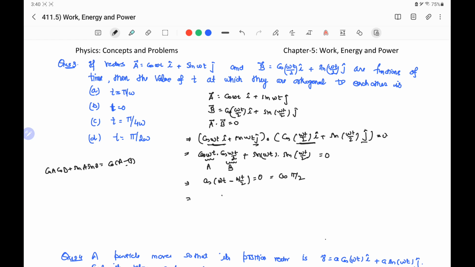So omega t minus omega t by 2 equals pi by 2, or omega t by 2 equals pi by 2. The 2 and 2 get cancelled, so omega t equals pi. This implies that t equals pi by omega. Hence option A is the correct option.